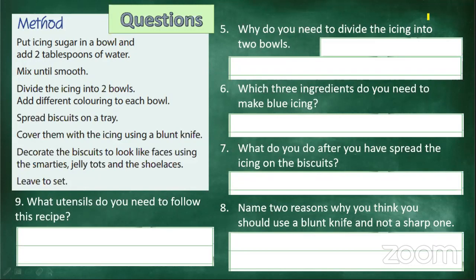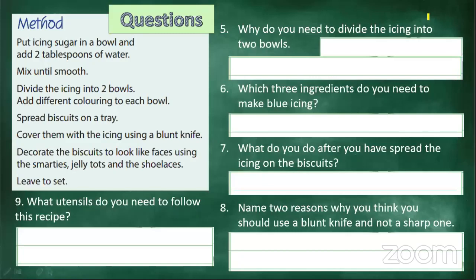Okay, so now with all the questions in mind, let's read the method again and try to just remember when we get to one of the answers. And I want all of you to read it out loud with me. Here we go. Put icing sugar in a bowl and add 2 tablespoons of water. Mix until smooth. Divide the icing into 2 bowls. Add different coloring to each bowl.